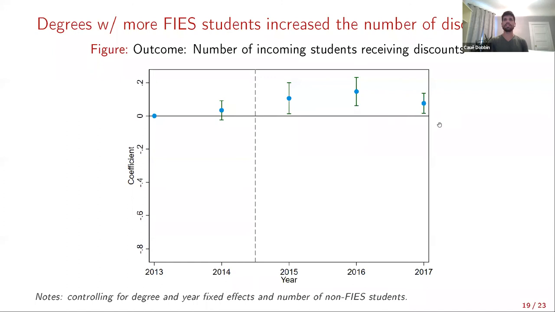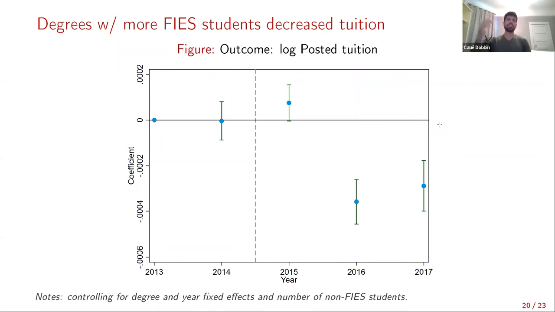And then finally, we also see a change in the tuition, not only in the discounts, but also in the posted tuition. And you see that, again, in 2014, these degrees with a lot of loans and not a lot of loans were following a similar trend. But after the policy change, the degrees that were relying a lot on loans suddenly reduced their prices. Again, the same logic: certain degrees had a lot of people with loans, and because of that, they were charging a very high price. Now that there are not so many loans available, they begin to charge a lower price.